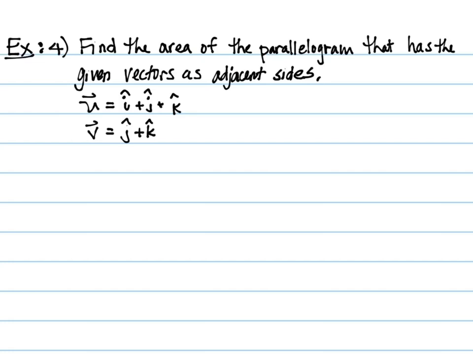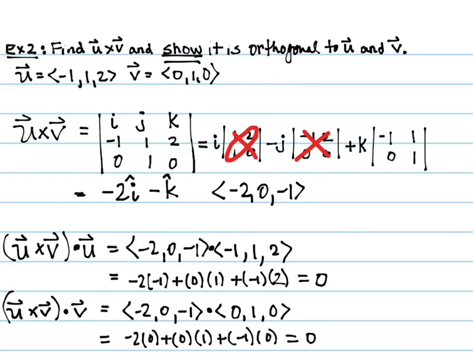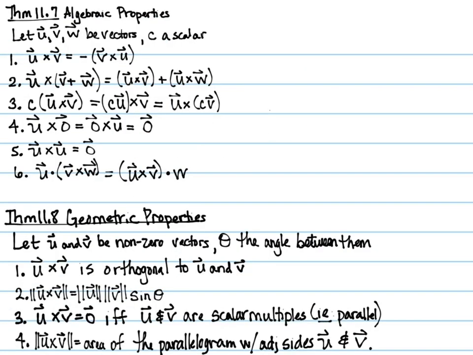And before we do anything, I'm going to switch back my screens and we're going to revisit what we wrote down at the very end last time about geometric properties. We talked about several geometric properties of cross products, and the fourth one on here is the one that's valuable to us. It tells us that the magnitude of the cross product is the area of the parallelogram with adjacent sides u and v. So we can use that. So really all we're calculating on this one is u cross v and its magnitude.